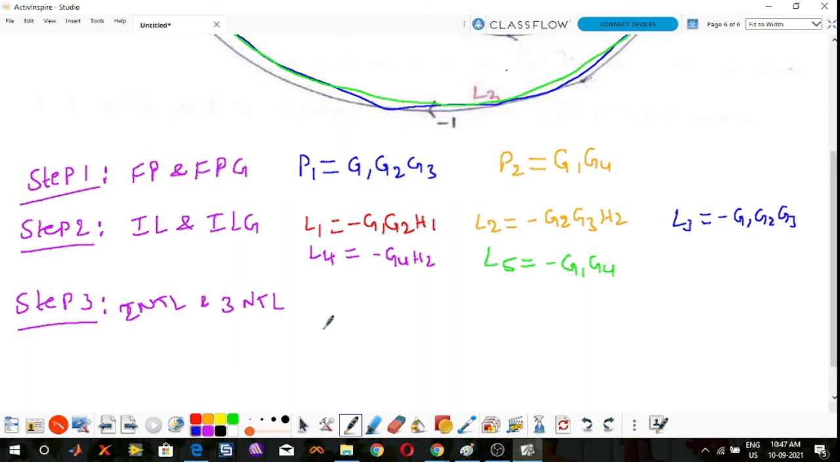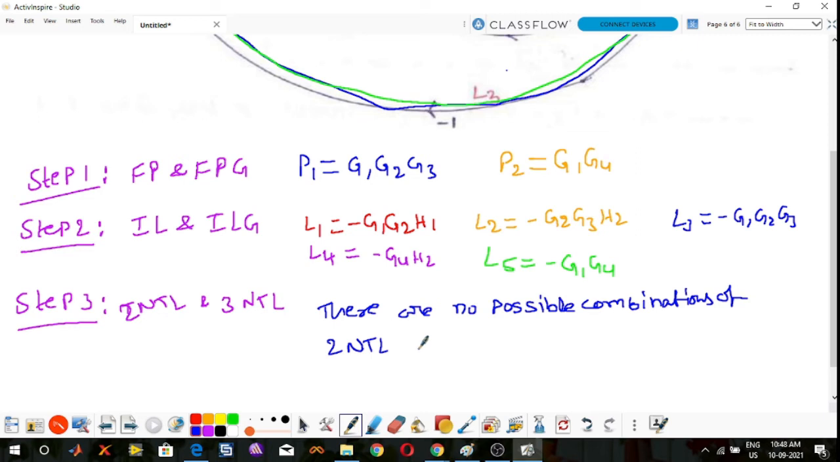Here we can observe that there are no possible combinations of two non-touching loops, and there are no possible combinations of three non-touching loops, so the gain is 0. Since there is no possible combination of two or three non-touching loops, there is no gain. That is step number 3.